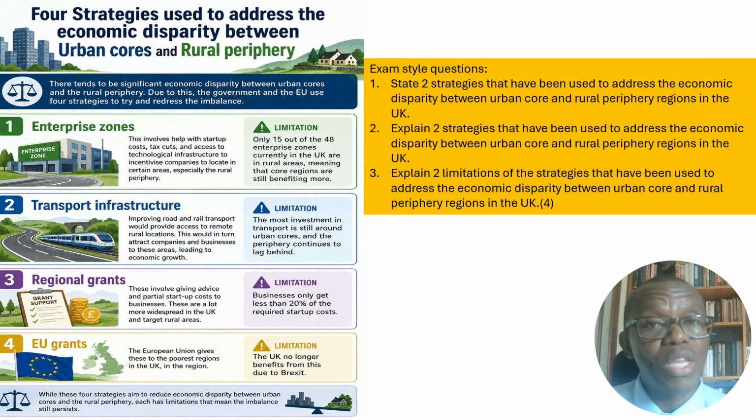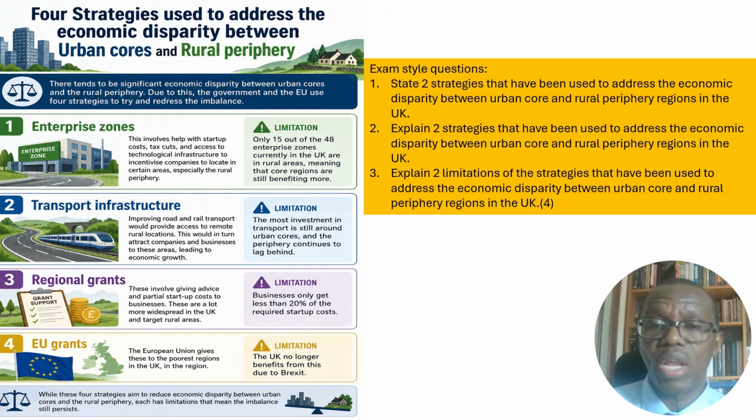Okay, let's have a look at the questions that have been asked in the past regarding these strategies. And the first one says, state two strategies that have been used to address the economic disparity between urban core and rural periphery regions in the UK. So you'd state one of these that we've talked about here. So either enterprise zones, transport infrastructure, or regional grants.